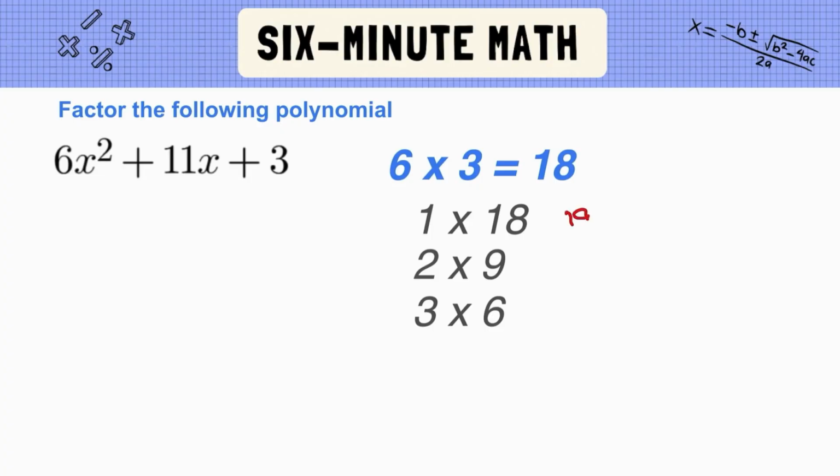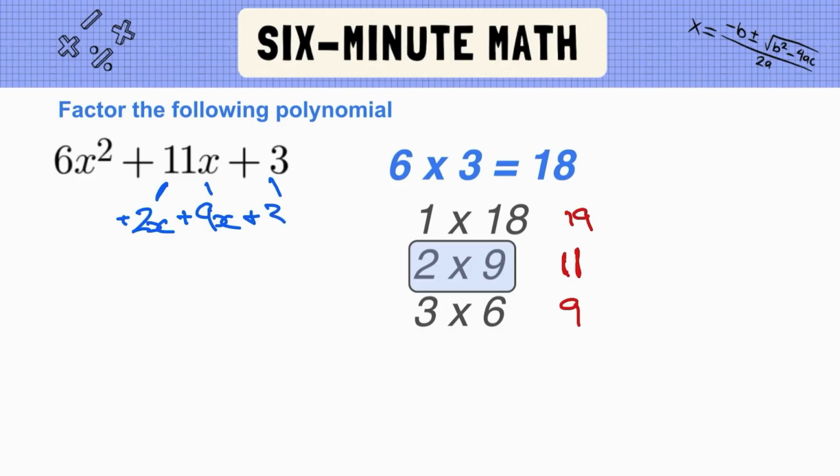Let's just do some quick sums here. We have 1 and 9 making 10, and 2 and 9 making 11. So that tells me I'm going to be using 2 and 9. So I'm going to take my 11x and split that into 2x and 9x. And I'm going to drop my a and c values in as well.